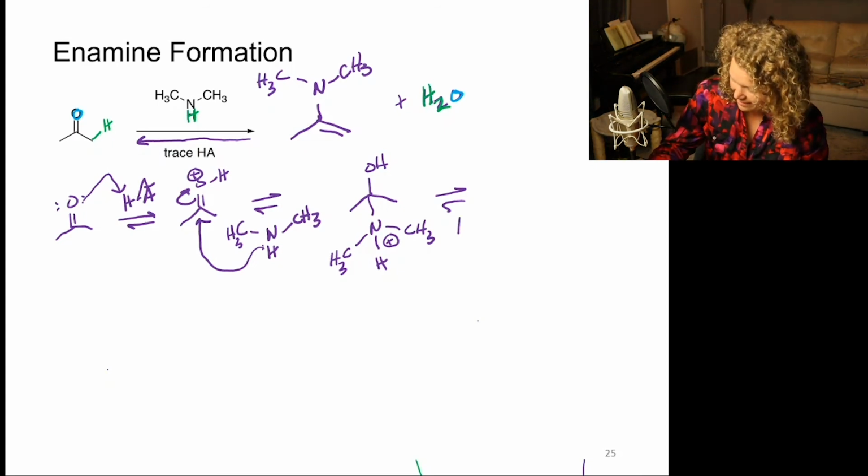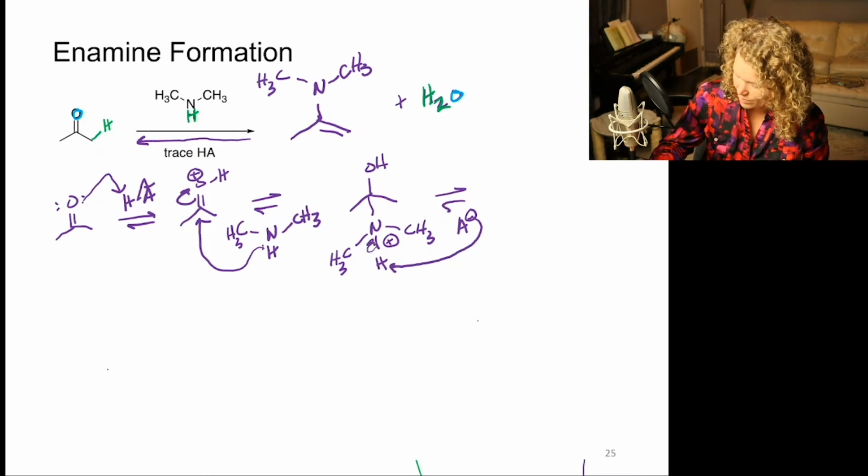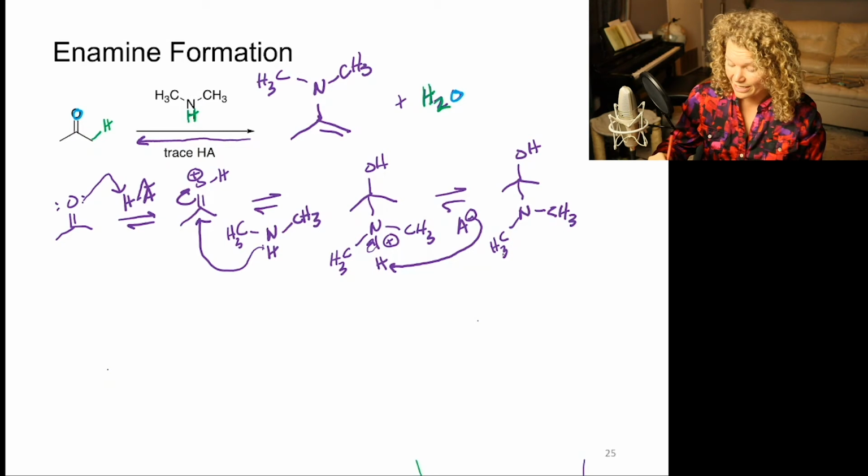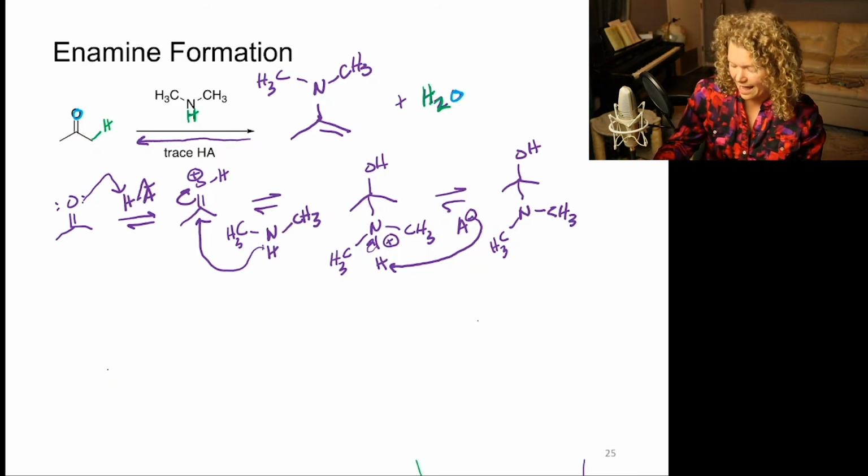That hydrogen on that amine is very acidic, so we can use the conjugate base of our starting acid and we will deprotonate there. And check this out. What did we just make? We made an intermediate that we made in our imine case, a hemiaminal.